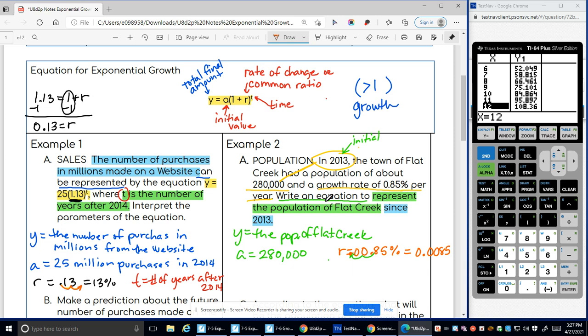And then we can look at time. Time is our unknown variable, right? T is the number of years.